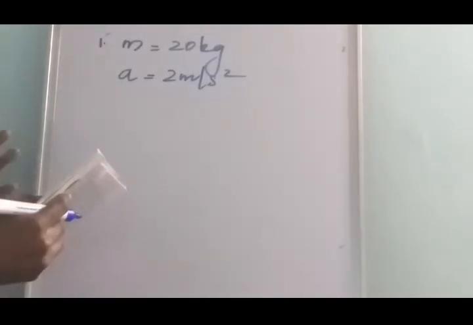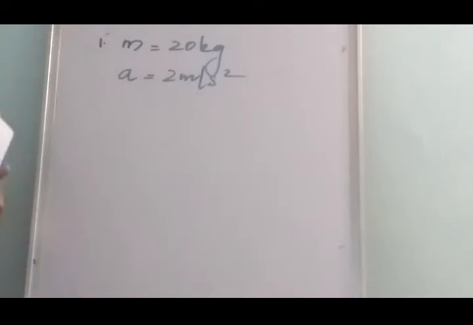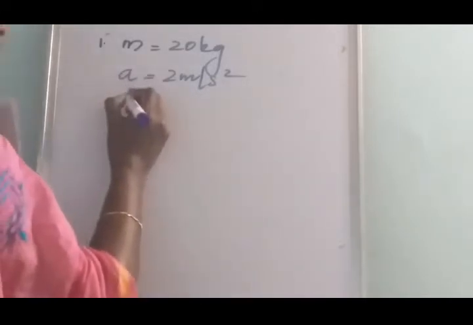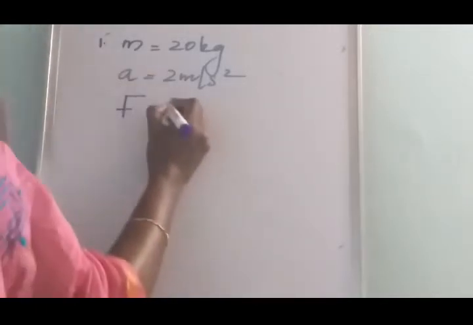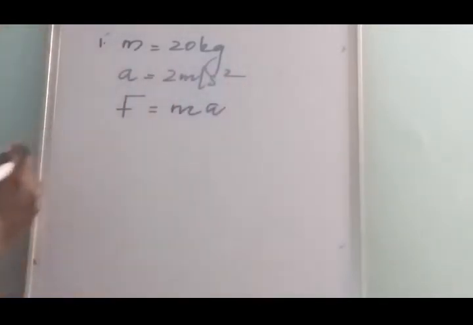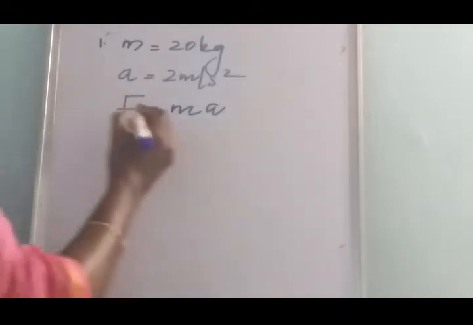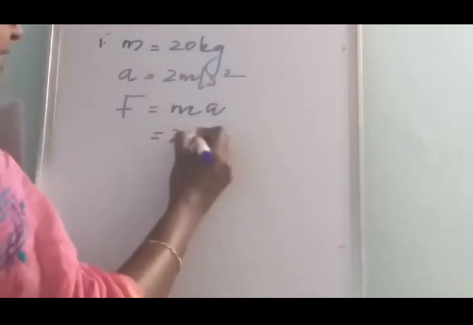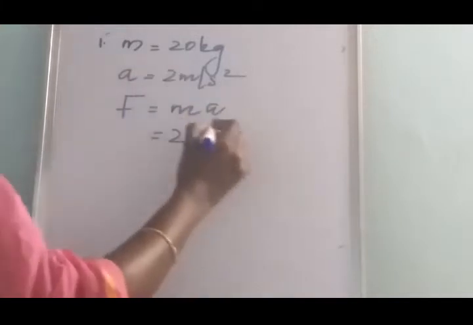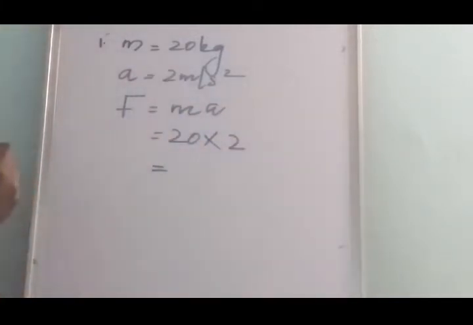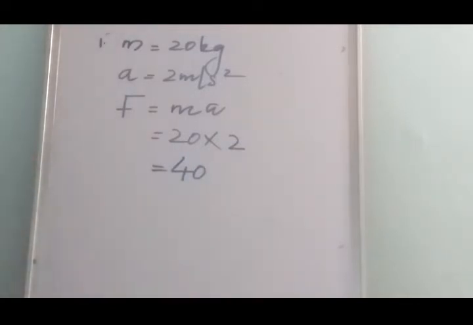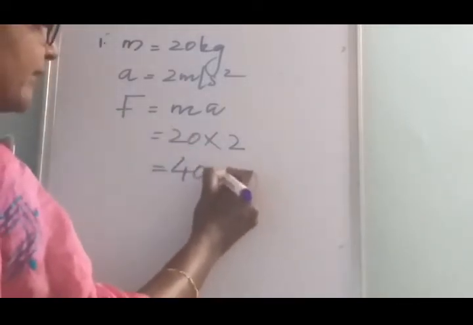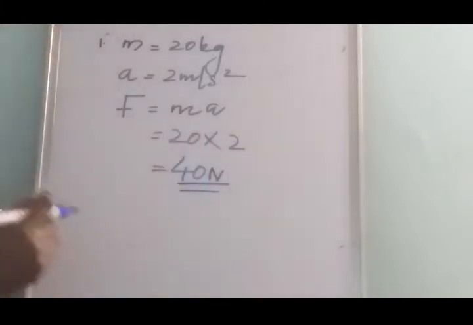Then we have to calculate the amount of force. I know all of you know the equation for force. F is equal to what? F is equal to ma. So here the m is given as 20 and the acceleration a is given as 2. So 20 into 2 is 40. What is the unit of force? Newton. So 40 Newton is the force exerted on the body.